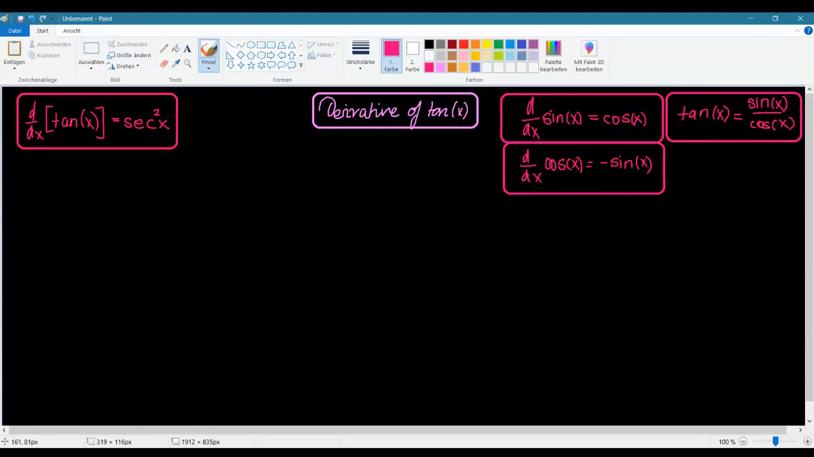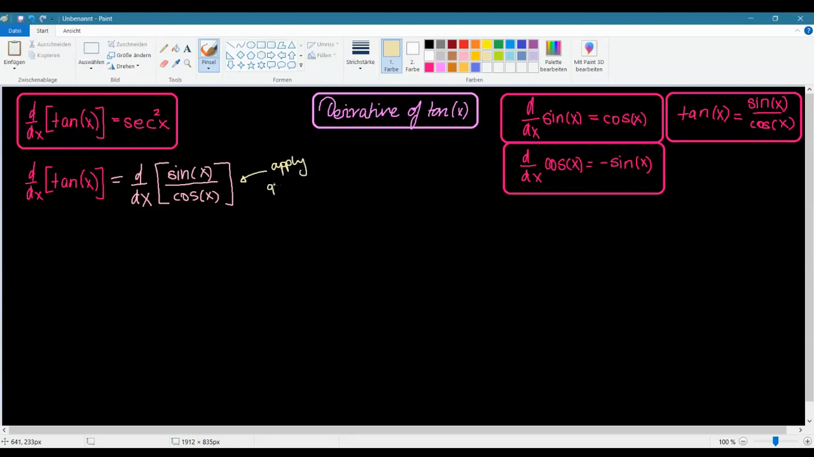We know that tan x, let me just change colors. Okay. We know that this is going to be dy dx of sine x over cosine x. Well, that makes life a lot easier. It doesn't make it completely easy because we still have to apply the quotient rule, but it makes it a lot easier. So now what we're going to do is just apply the quotient rule. Let me just write that down really quickly.